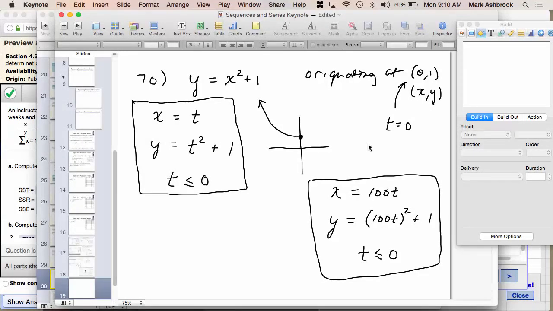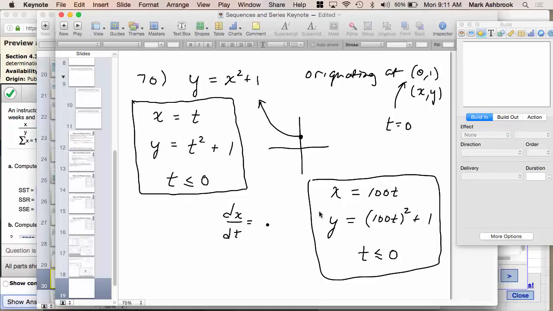How is it that that second function generates the points in a way different than the first one does? Think about calculus. What's different about these two? The rate, right? The rate at which the points are generated for changing t.